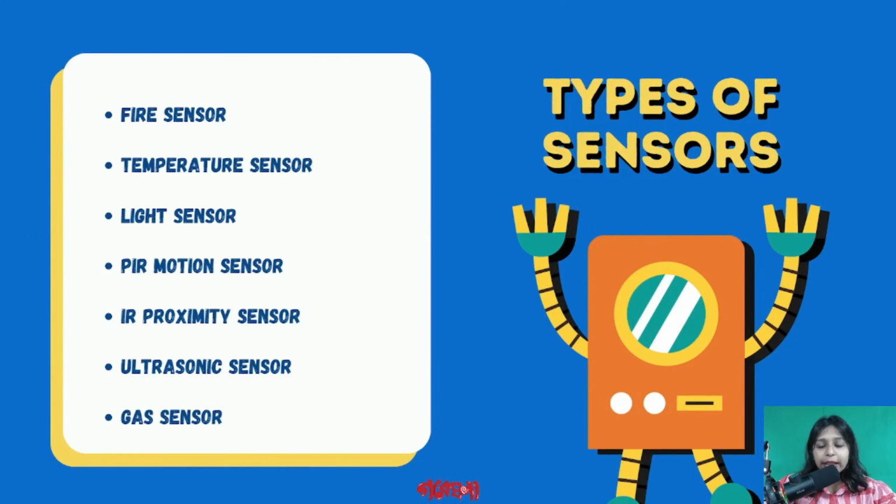Here are different types of sensors we commonly use in robotics and automation. Fire sensor detects flame or smoke. Temperature sensor measures hot and cold. Light sensor detects brightness level. We will use this today. PIR motion sensor detects body movement. IR proximity sensor detects nearby objects without touching. Ultrasonic sensor measures distance using sound waves. Gas sensor detects harmful gases. Each sensor has its own special purpose, but they all do one thing: sense changes and send signals.